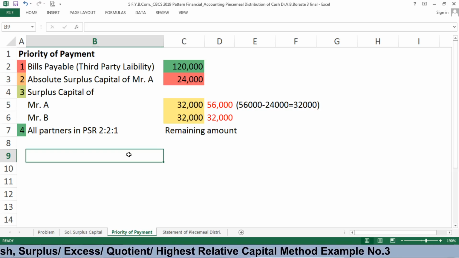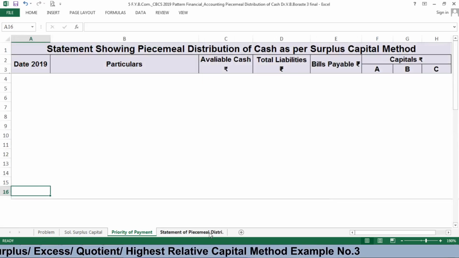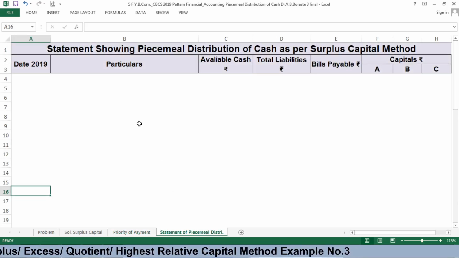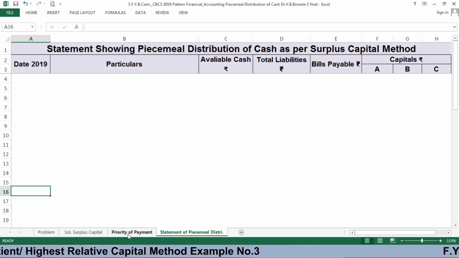So after the priority of payment list, you can go through a statement of piecemeal distribution. Let's start the piecemeal distribution. In this case, we have to prepare some columns. First column is date, second column is particulars, third column is available cash, whatever cash you have, fourth is bills payable. After that, you can prepare three columns of capital. So this is the statement showing piecemeal distribution of cash as per the surplus capital method. Let's start the solution. First of all, let's see how we can consider the number of columns.